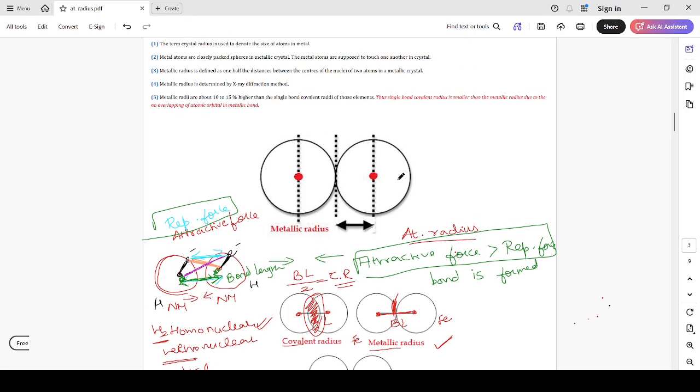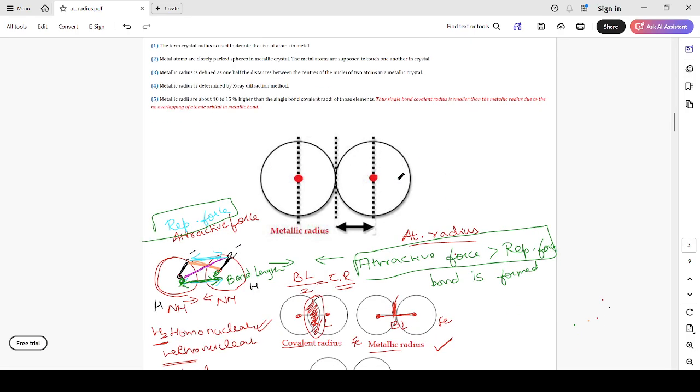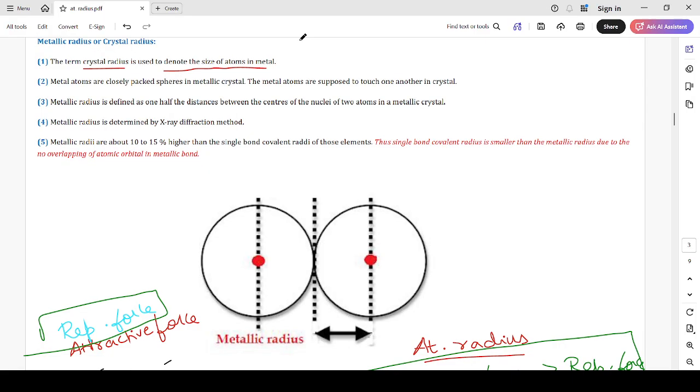Understood? Yes, ma'am. The term crystal radius is used to denote the size of the atoms in the metal. People also address this as crystal radius or metallic radius. It tells you about the size of the atoms in the metal. Metals are very closely packed spheres in the metallic crystal. We always assume these atoms are spherical, so we say they are closely packed in a metallic crystal. The metal atoms are supposed to touch one another in a crystal. You can look at this. They are touching one another in the metal crystal.